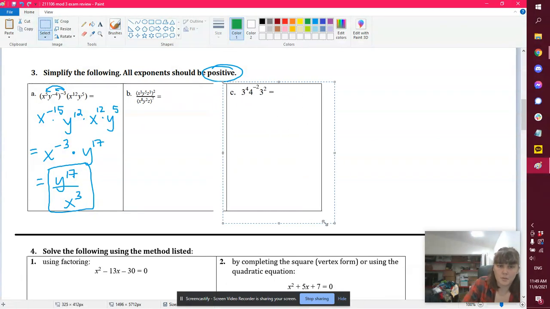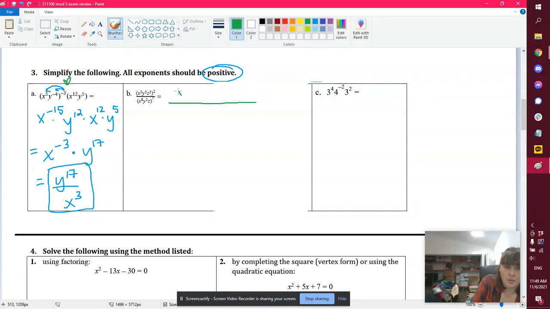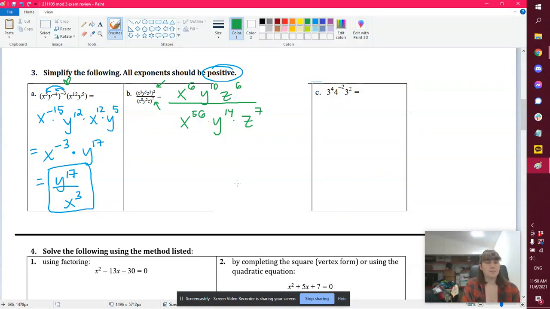I think I'm going to need more room for this one, so let's move this over. For this one, same thing we did over here. We need to do it on both the numerator and denominator. We need to multiply these exponents to get rid of this outer exponent, and multiply these exponents to get rid of this outer exponent. This z has no exponent, so we treat it like it has a 1.